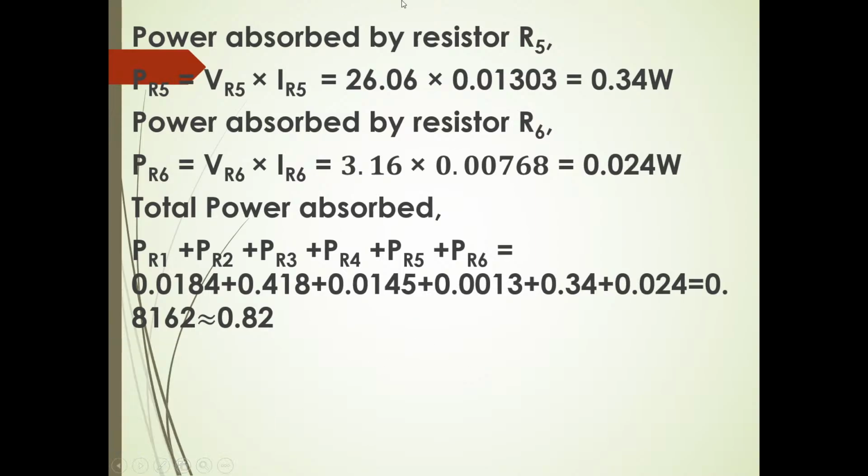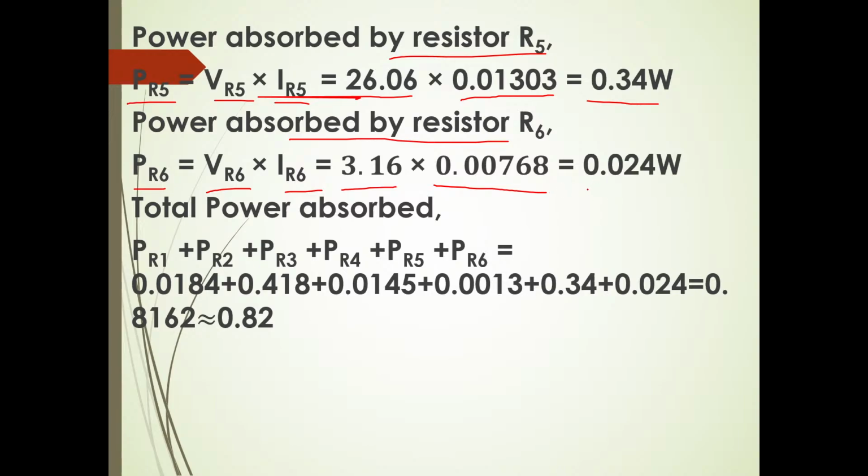So power absorbed by resistor R5. PR5 is equal to VR5 into IR5. VR5 is 26.06. IR5 is 0.01303. You will get 0.34 watts. And power absorbed by resistor R6 is PR6, that is equal to VR6 into IR6. VR6 is 3.16 and IR6 is 0.00768. If you multiply those two, you will get 0.024 watts.